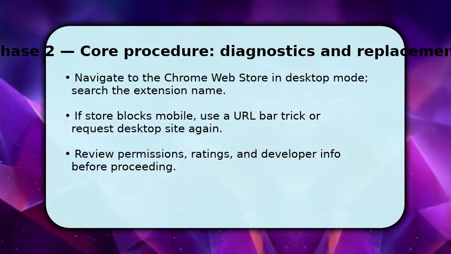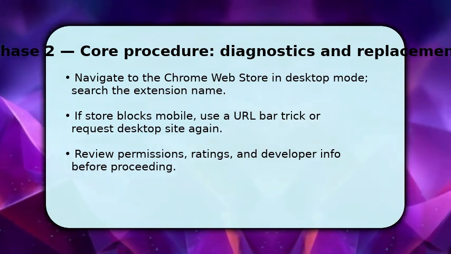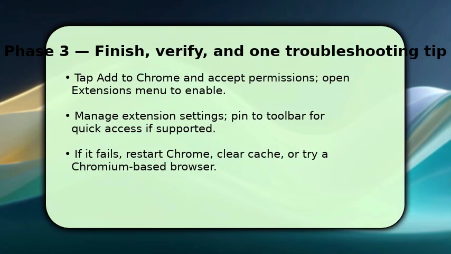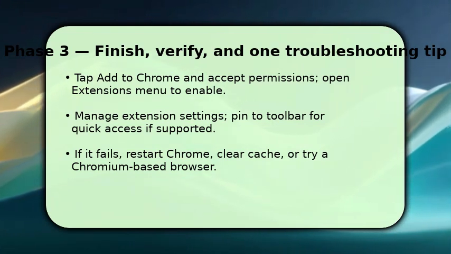If Add to Chrome is grayed out, switch to another browser like Kiwi that supports extensions. This keeps the process moving. You finish by tapping Add to Chrome and accepting required permissions.